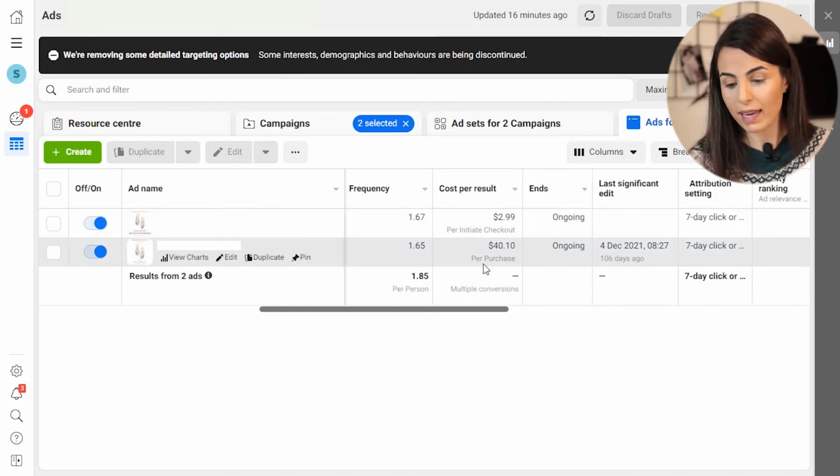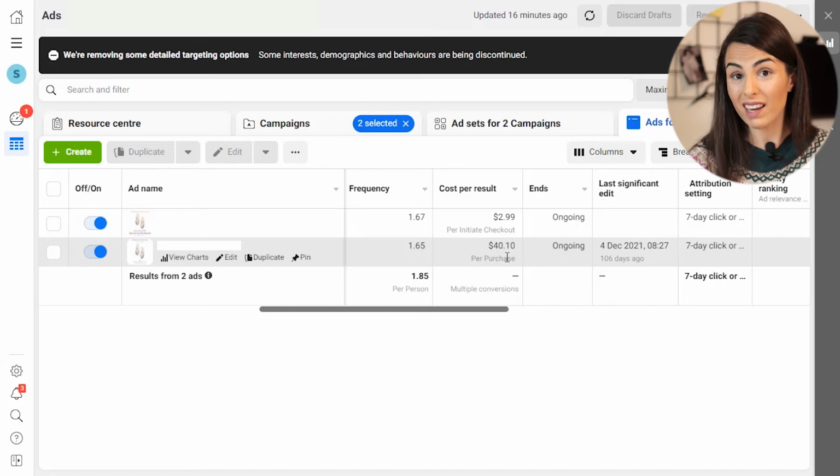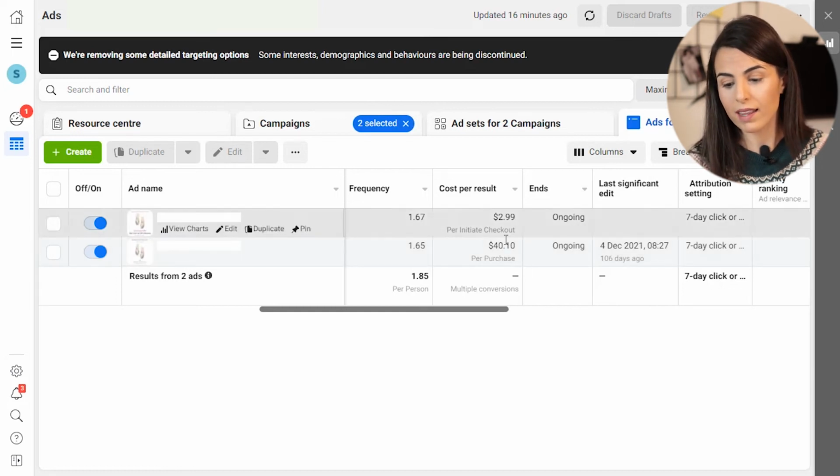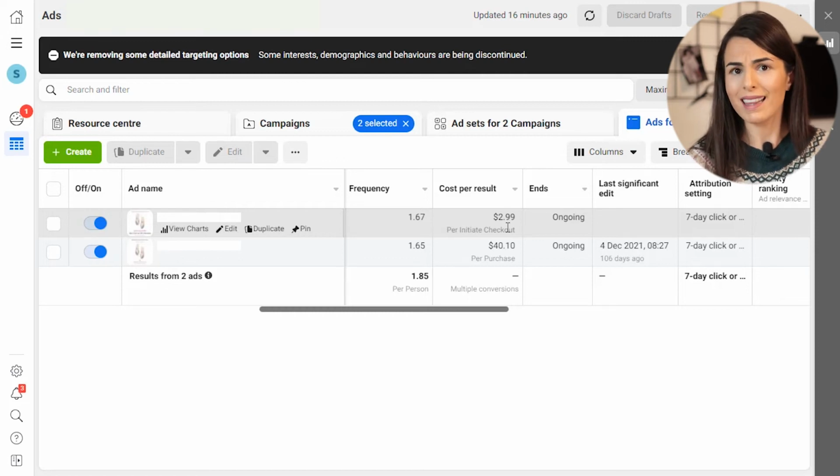Okay, the second campaign has a different objective, which is purchase, and as you can see in here, the cost per purchase is very high, it's 40%. Here the cost per initiated checkout is $3 only, and this is normal because purchase is the most valuable action, and usually the cost per purchase is way higher than everything else.